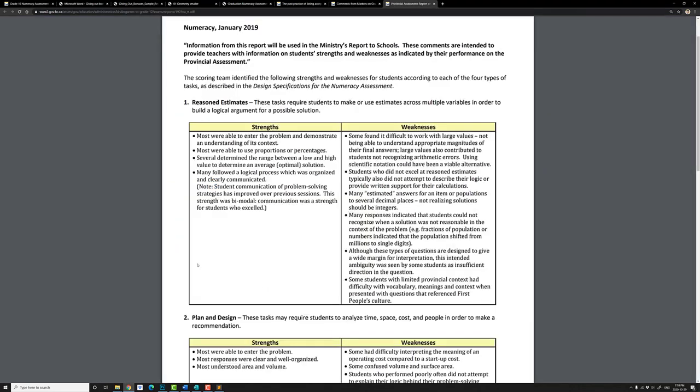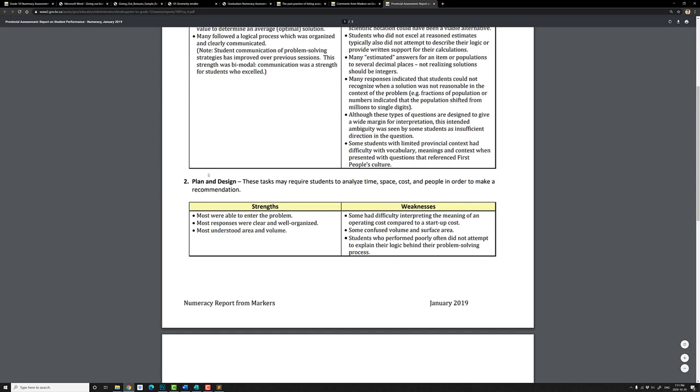Let's get some advice from comments from markers. Let's read one weakness here that students made. Many estimated answers for an item or populations to several decimal places, not realizing solutions should be integers.